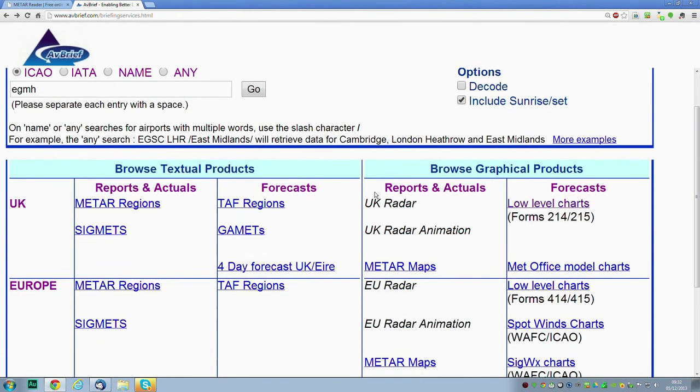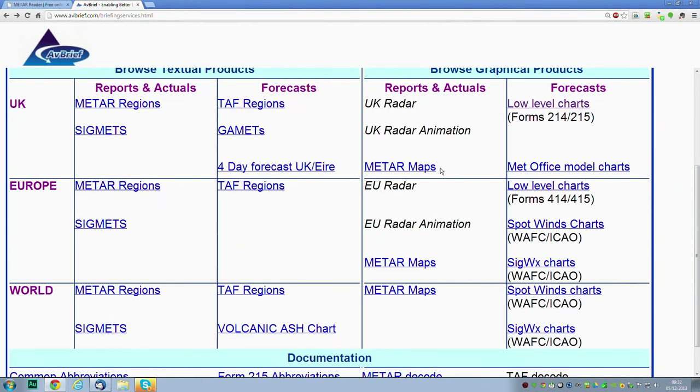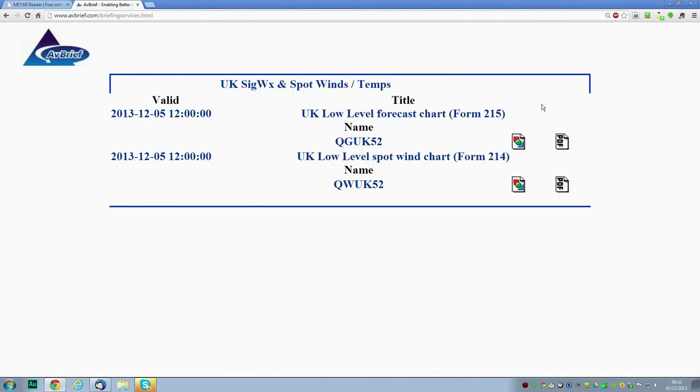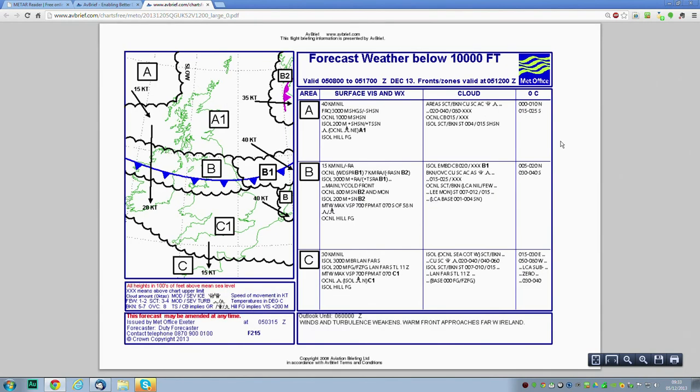Now, just quickly, I'll show you two more charts that we use as aviators. They're the low-level charts, and they're called Forms 214 and 215. One does the spot wind, and one is the forecast. So let's first of all look at the forecast. And here we have the forecast for today. As you can see, it's only the weather below 10,000 feet. And because light aircraft very rarely fly above 10,000 feet, this is really all we want.